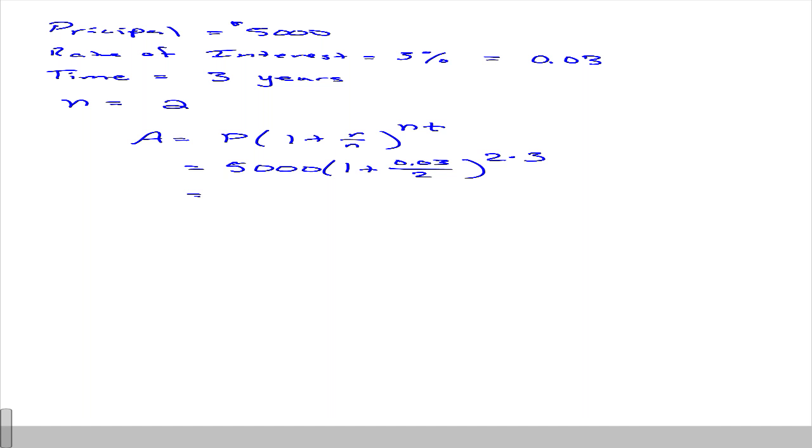Now we have to be very careful with our order of operations. On the inside of the parentheses is what we have to work out first. So I'm going to do the fraction. I'm going to do 0.03 divided by 2. And I'm just going to write every little step down.